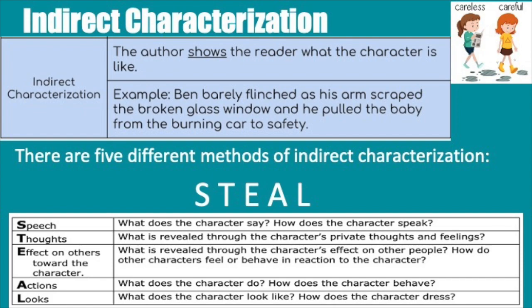On the other hand, is indirect characterization. So it's when the author shows the reader what the character is like instead of telling. For example, Ben barely flinched as his arm scraped the broken glass window. Can you imagine? And pulled the baby from the burning car to safety. I can tell from this sentence that if Ben barely flinched, he didn't even think twice about it. Like, he just did it.